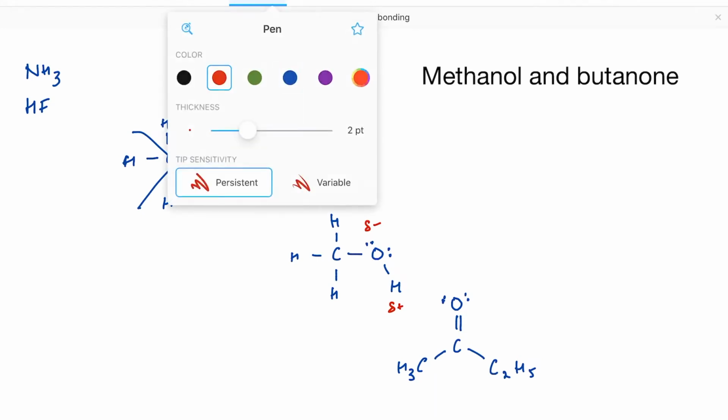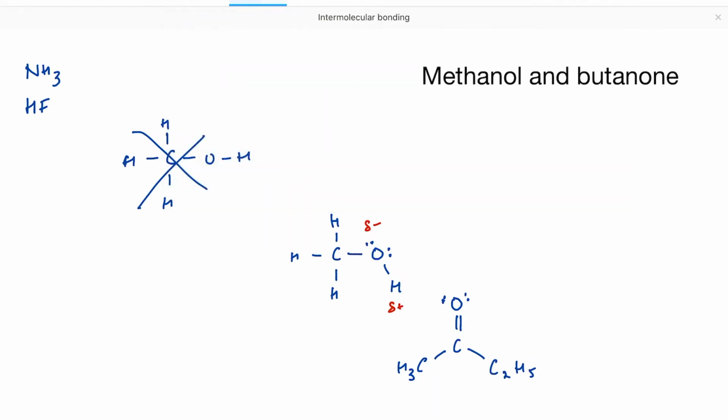Once again, if I just change my colour, I've got my delta negative, delta positive. So this carbon is relevant because it's part of that kind of polar bond. And then I would be able to draw my hydrogen bond between the delta positive hydrogen on one molecule and the lone pair on the oxygen on another.